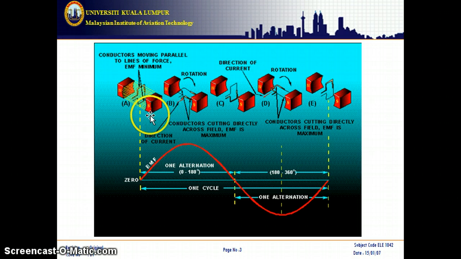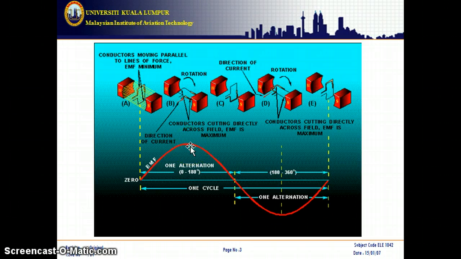From this position, the point on the conductor is moving parallel to the lines of flux and cuts the minimum flux, thus the minimum EMF is induced into it. As you can see on the graph, the value here is 0. When it reaches quarter of the turn, or 90 degrees of rotation in figure B, it will cut most magnetic flux and maximum EMF is induced. What we have on the graph is the maximum value or peak value at 90 degrees.